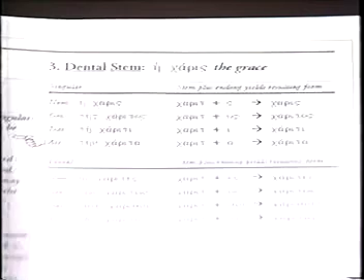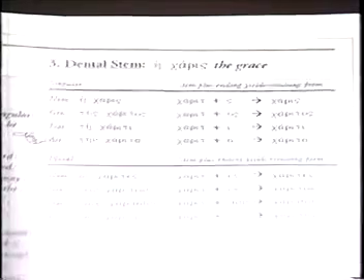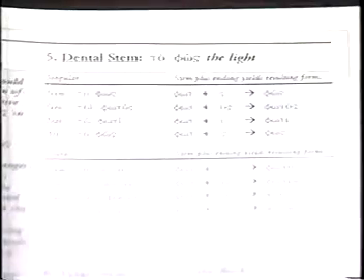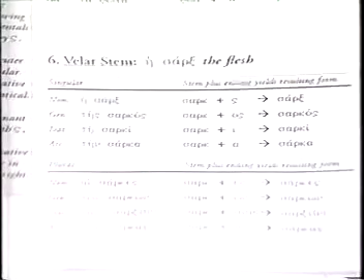Turn the page to 2-11, and you'll see another dental stem noun, the word for grace, charis, where the stem ends in a tau. You'll see a fourth example, a dental stem, the word for name, onoma, and the stem is ending in a tau. Another dental stem on page 2-12, the word for light, phos. Number 6 is a velar stem, where the stem ends in one of our velar consonants, such as a kappa. Here's the word for flesh, sarx.